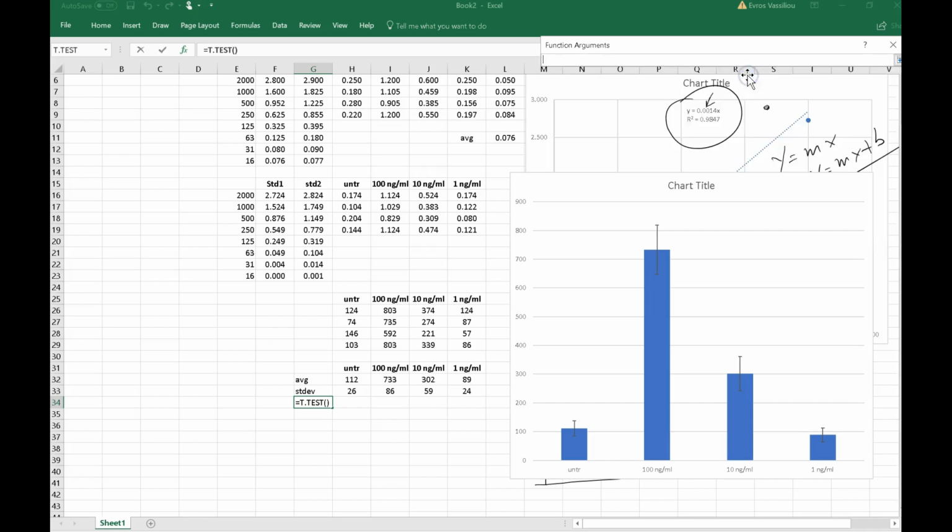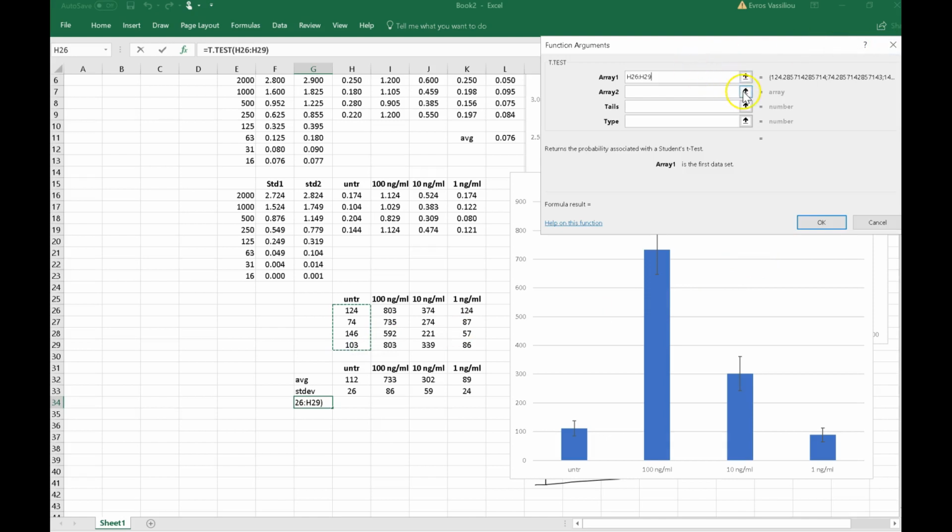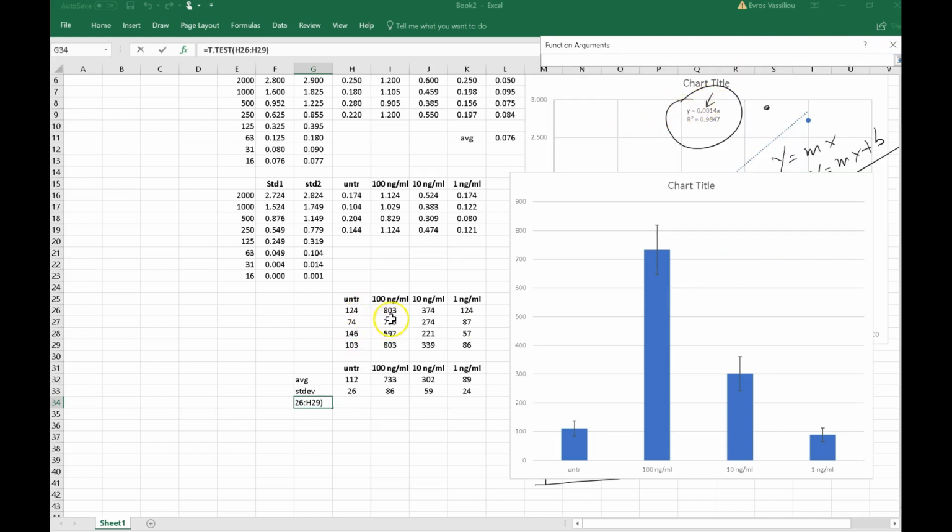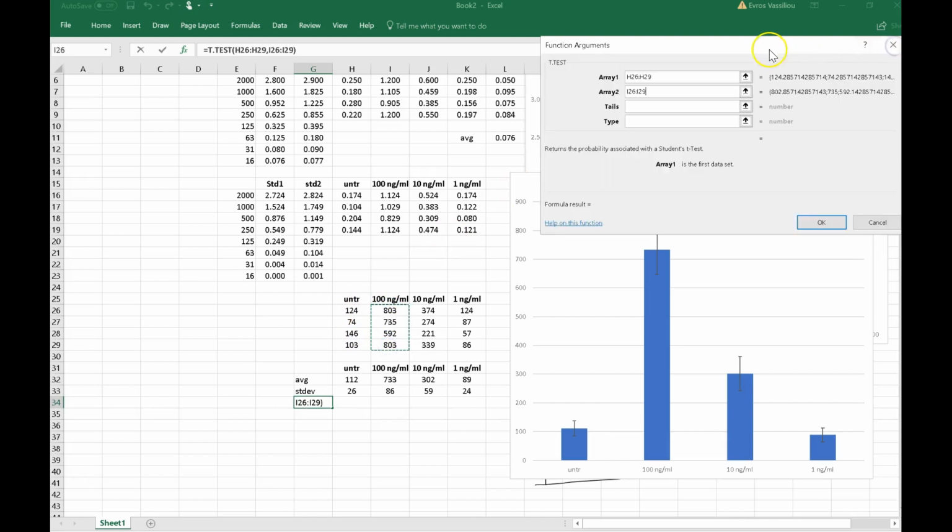So I'm going to say my first population is this one, untreated. Okay? And the other one I want to compare it to is the 100 nanograms of LPS. And I say, okay, good. So at least now my computer knows I'm comparing untreated versus 100 nanograms.